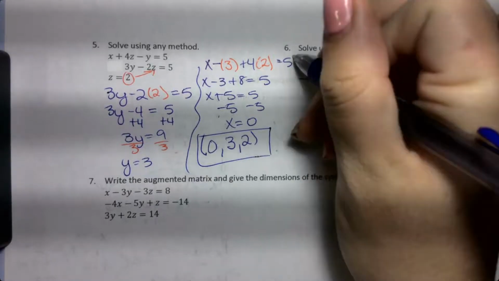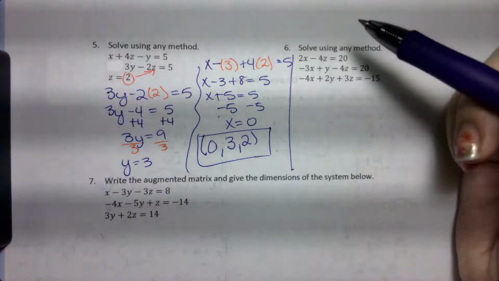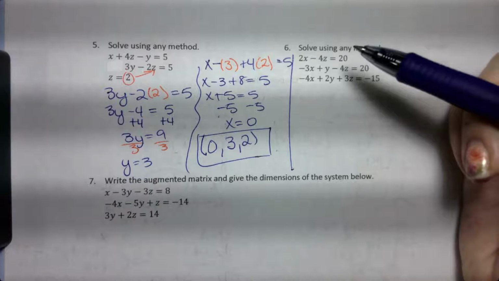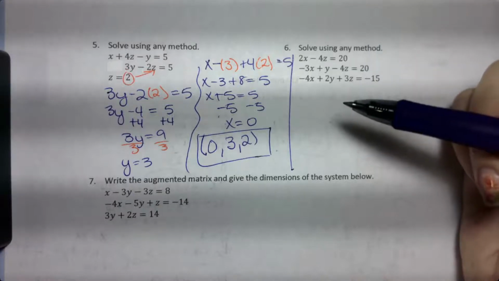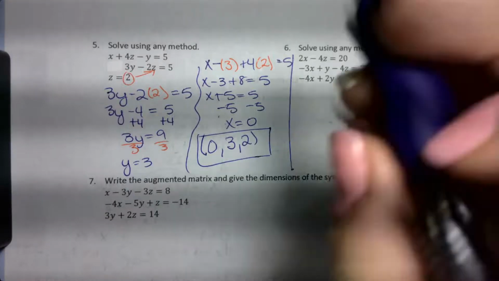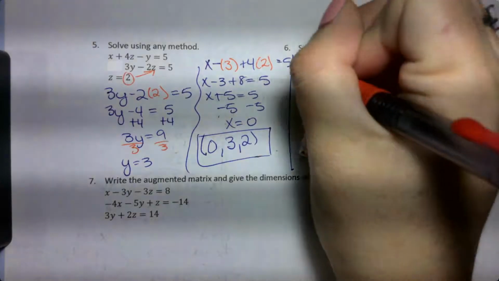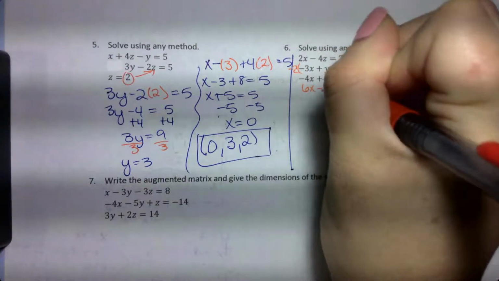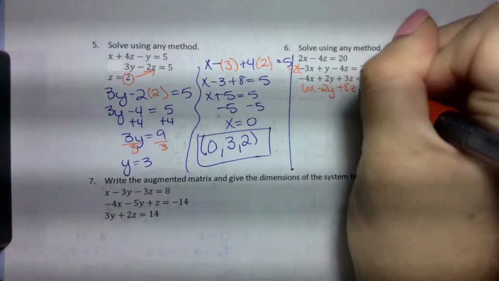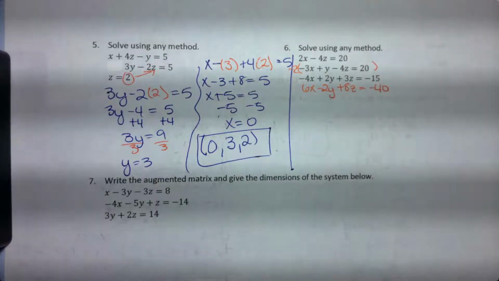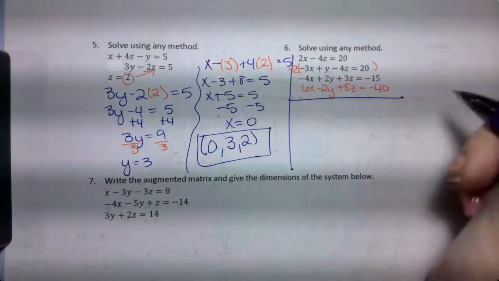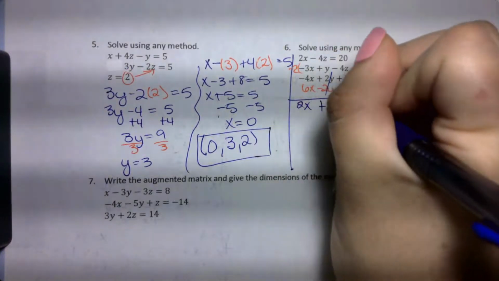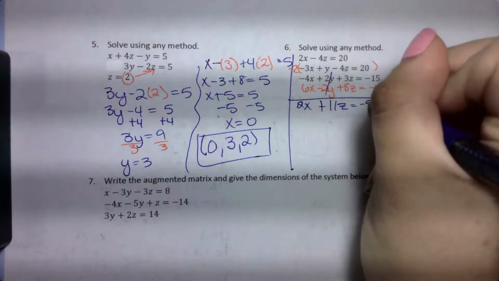So on number 6, I can use any method again. My first system is canceled out in terms of x and z. So on my bottom 2 equations, I want to rewrite this so I can cancel out my y's. I am going to multiply this top one by -2. That's going to give me 6x minus 2y plus 8z equals -40. Then I want to go ahead and add down. This gives me 2x plus 11z equals -55.